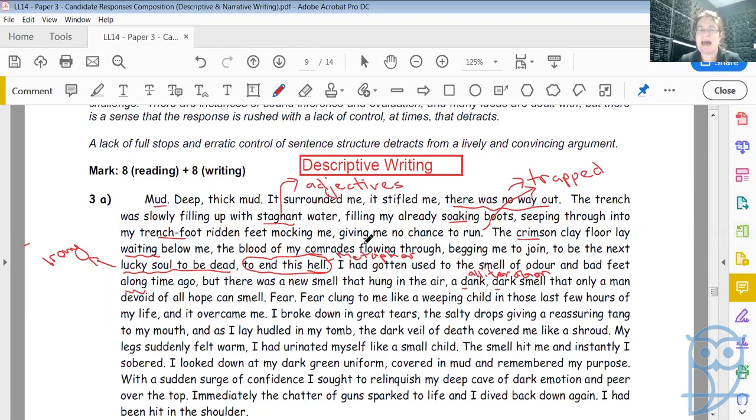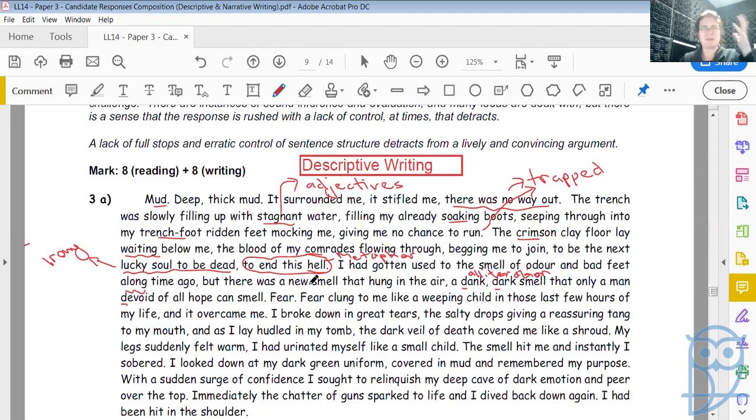But only a man devoid, clever, continuing this use of D, a beautiful word. We don't really use it often. Devoid of all hope can smell. Okay, so this is a dank, dark smell that only a man devoid of all hope can smell. Fear. Okay, so what is he ultimately feeling?